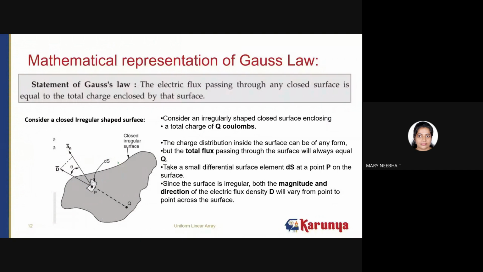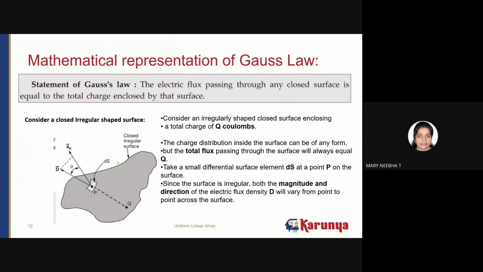Now the surface is very, very important here. The closed surface that we consider here is called the Gaussian surface because this is actually an imaginary surface. We are just imagining that some charge is there. So there is some shape, some closed path. Only then can we find out the flux density. So this is the mathematical representation of Gauss law. You need to remember psi, which is equal to the surface integral of D dot ds, which is equal to Q.